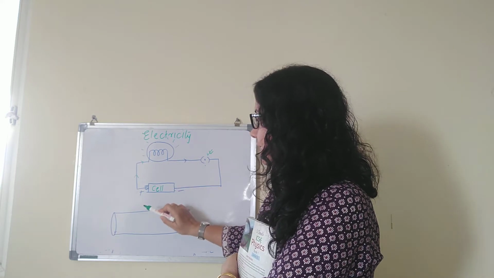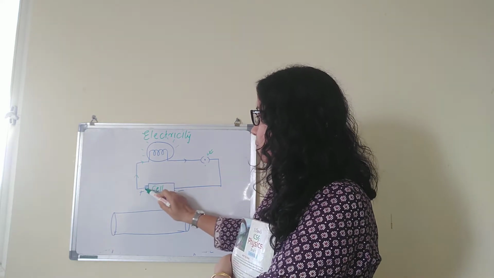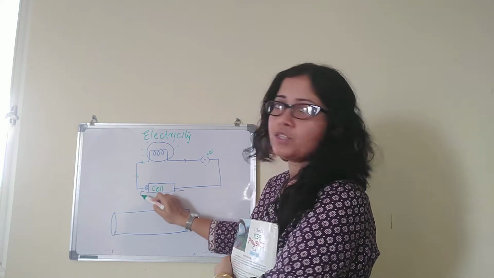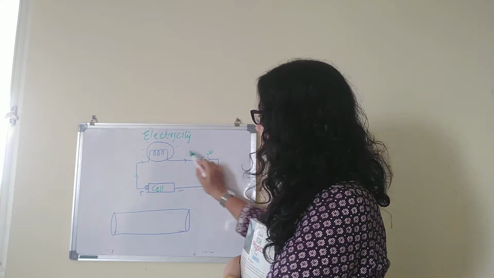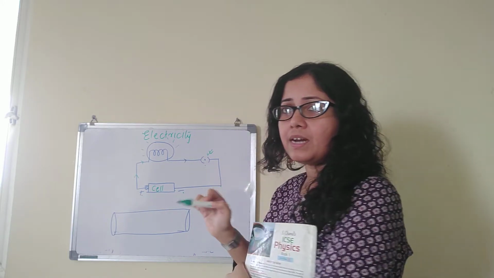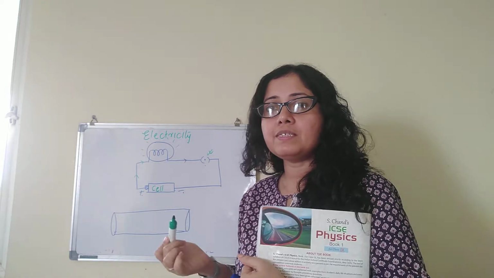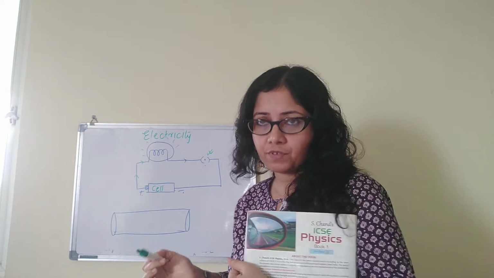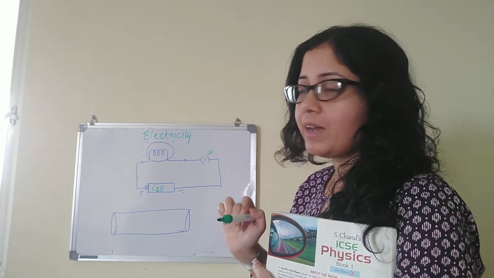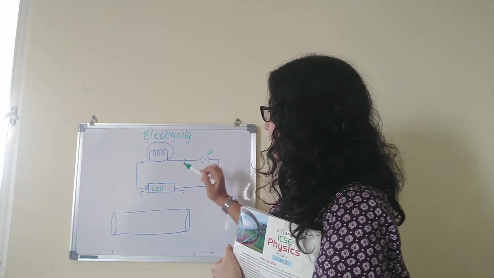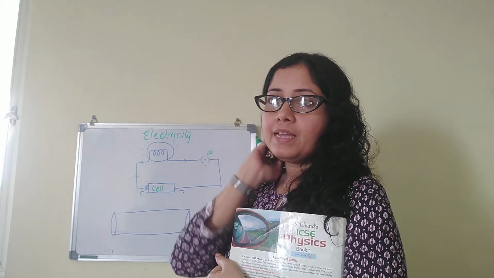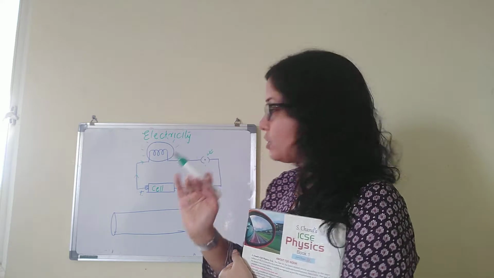So we will say that the current is always flowing from the positive terminal of the cell to the negative terminal, right? So this current that is flowing, we always say from positive to negative terminal. What is this current? That we need to understand. The current is nothing but the flow of charges, okay? It is the flow of charges.